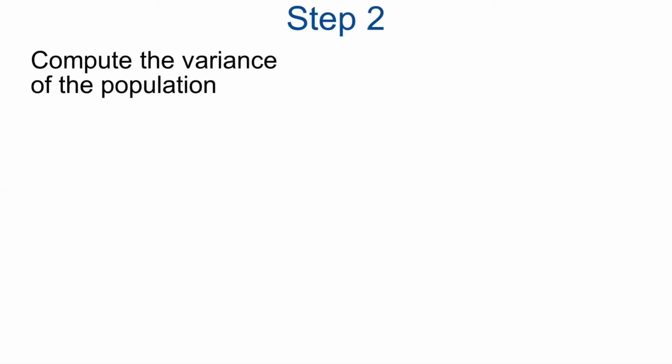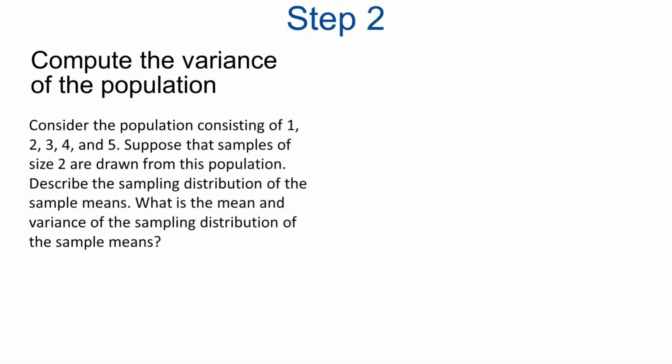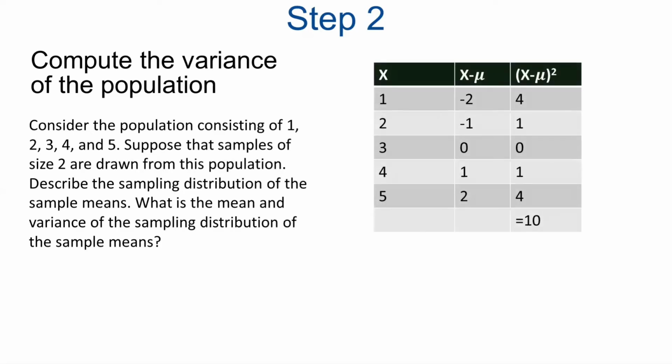So step 2 is to compute the variance of the population. So I have here another, again, the problem. So I have here now the table. So yung table natin is consisting of X, which is the sample mean, and sample mean minus the mean, and then sample mean minus mean squared. So kung natatandaan nyo, ito yung pinag-aralan natin sa ating probability distribution.